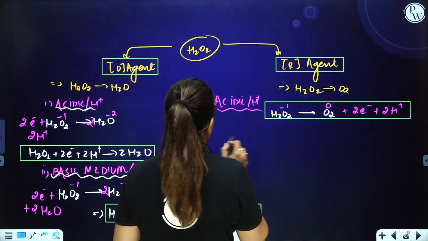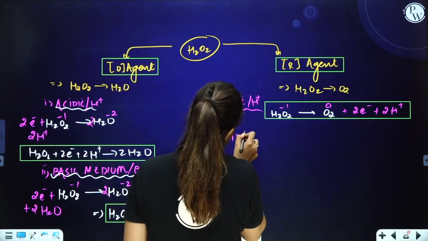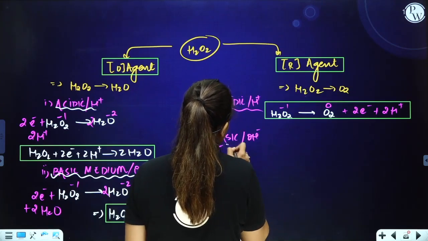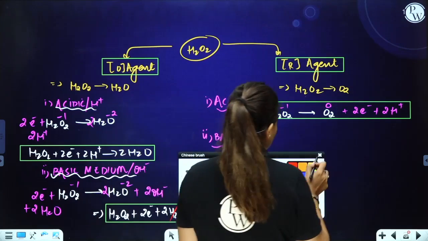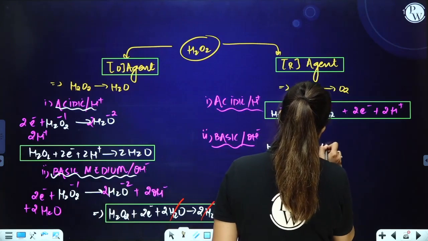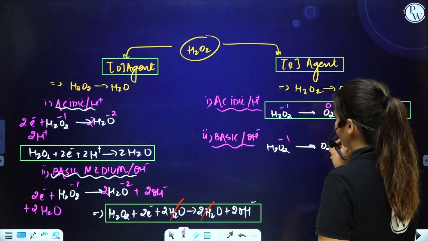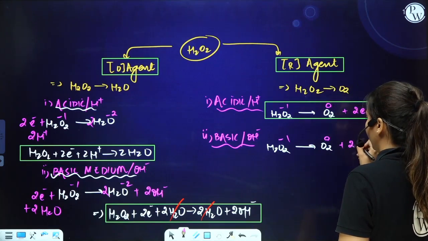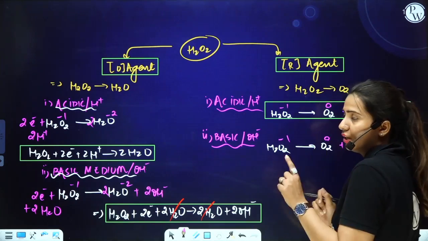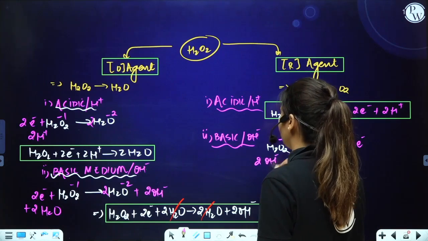Okay. And what about the basic medium, where we have to take the OH negative ions? So this H2O2 is getting converted into O2 in the basic medium. This is -1, this is 0. Add 2 electrons over here. You have created -2 charge over here with the help of the electrons. So you have to add over here the 2 OH negative ions.